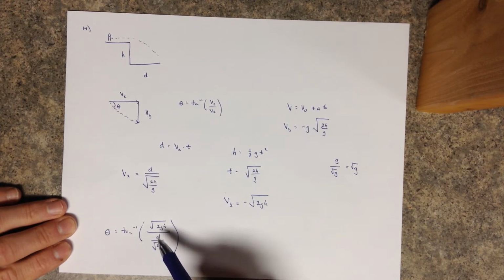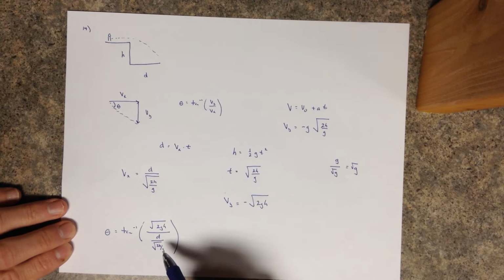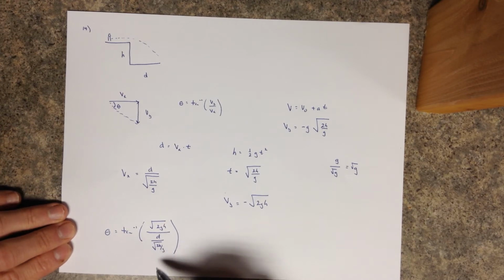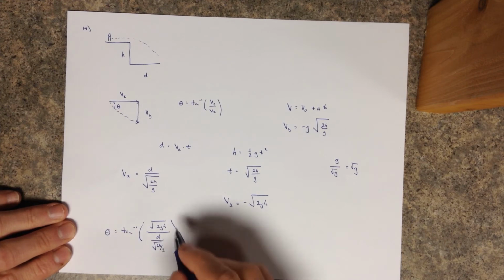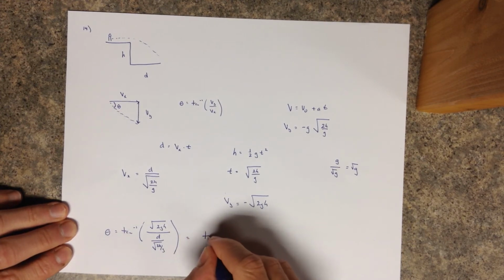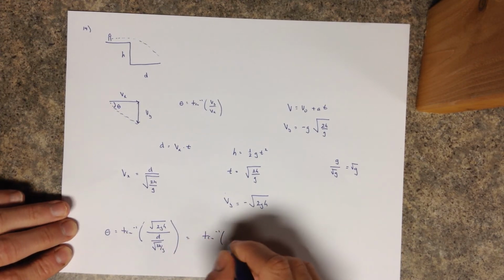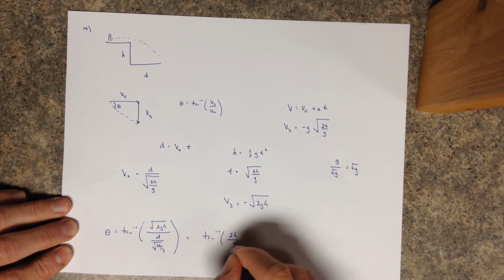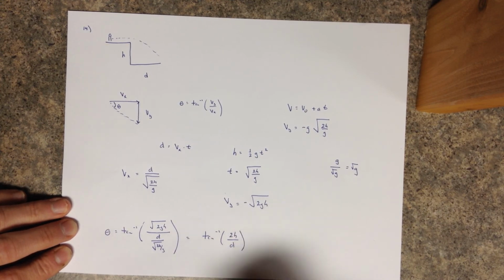That 2 and that 2 are going to combine to make a 2. All of this ends up being inverse tangent of 2h over d. And that's the answer.